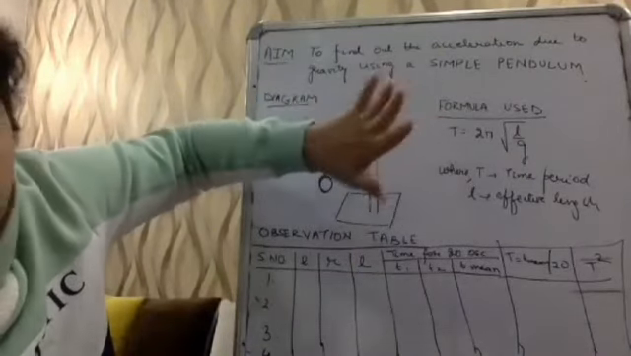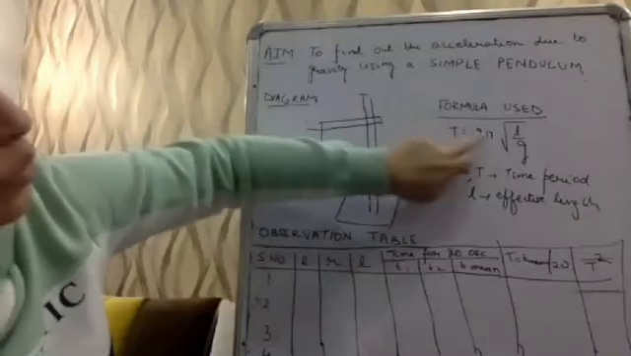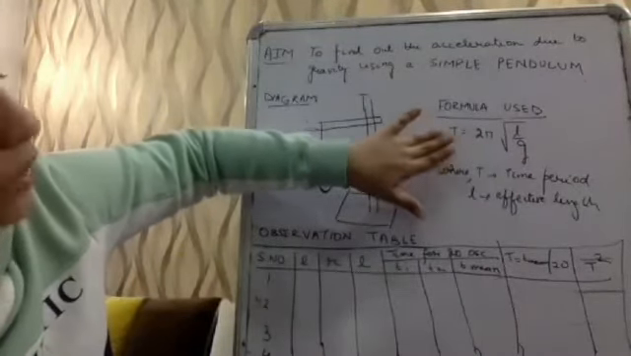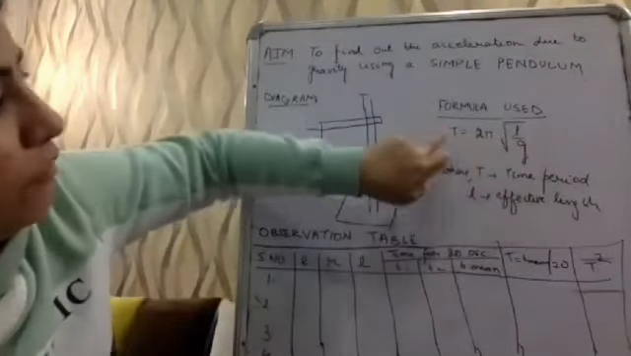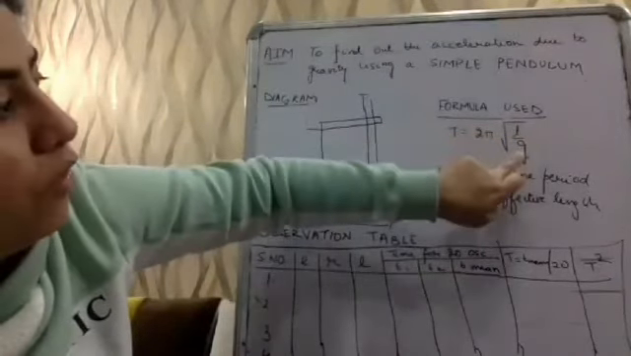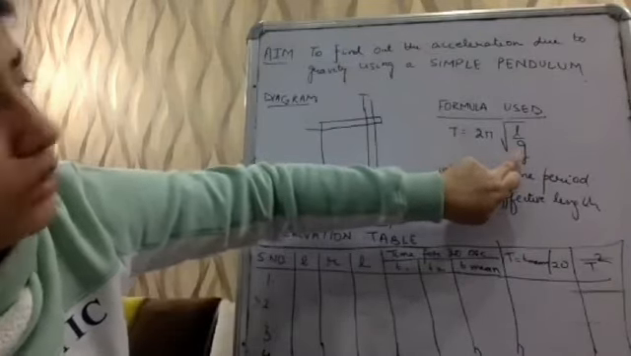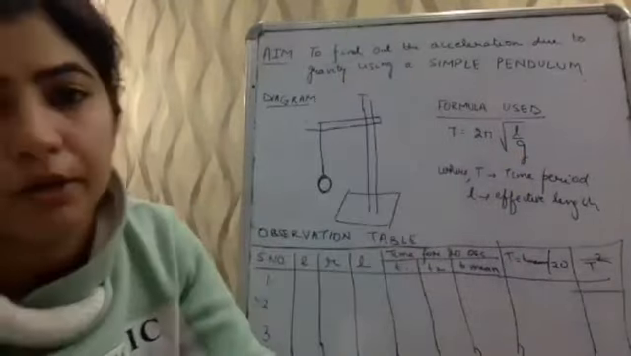And what formula will we use? We will use T is equal to 2 pi under root L by g. Somehow we will be able to find out the time period and the length, and when we have these values, we will be able to calculate our acceleration due to gravity. Where T is the time period of our pendulum.